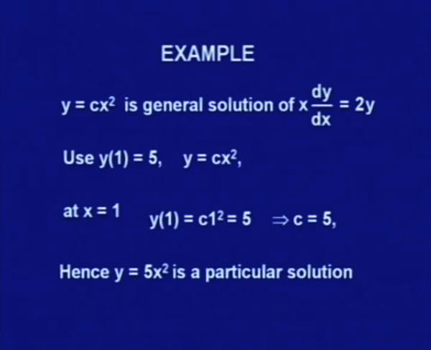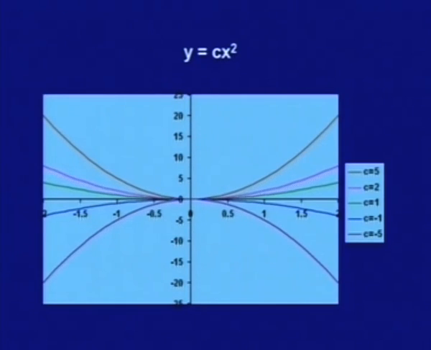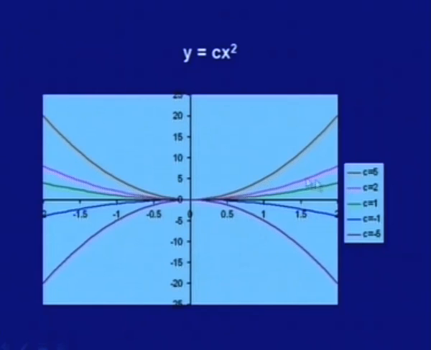Let us understand it a little bit better with the help of a graph. This is the graph of all the functions y is equal to cx². These graphs I have made for different values of c, that is, all these functions are solutions to the differential equation x times dy over dx is equal to y, for different values of c.